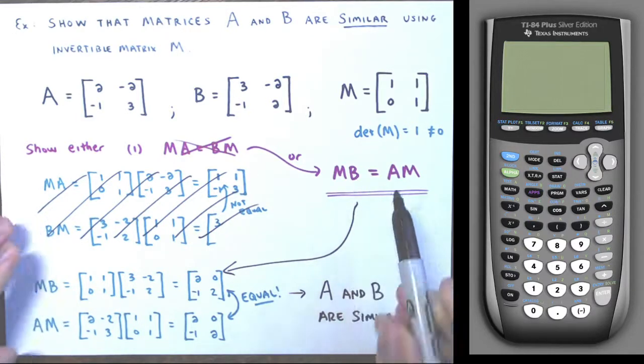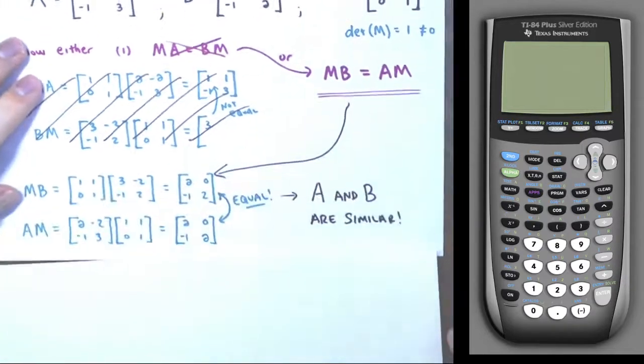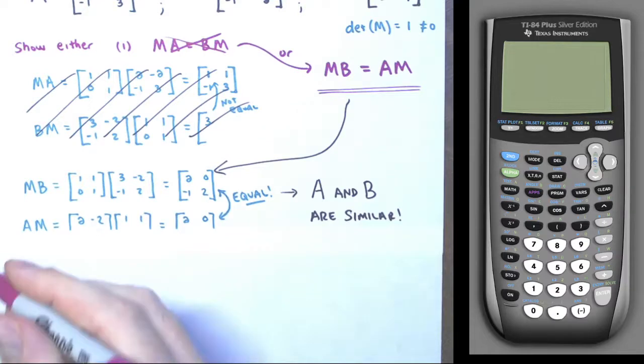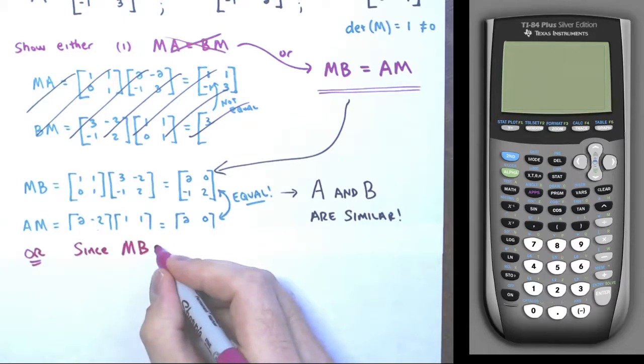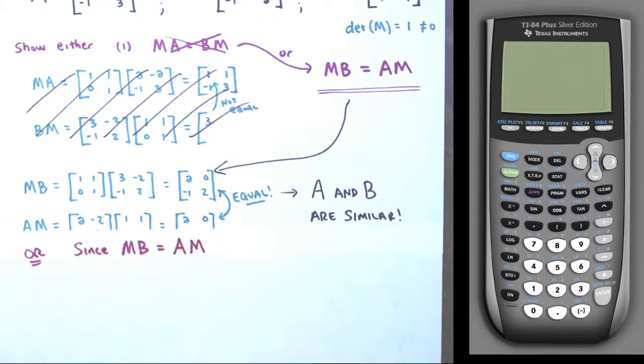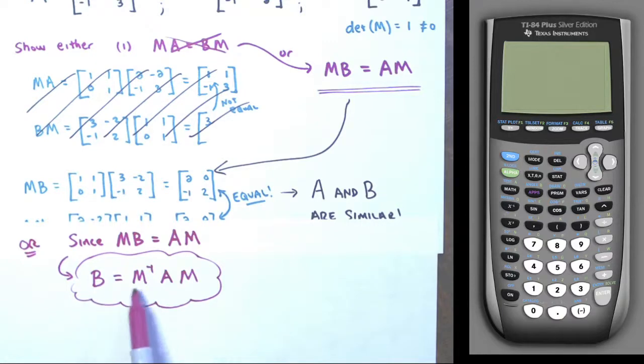All right, and since MB is equal to AM, another thing I could have shown was that B is equal to M inverse times A times M. Very often you'll see people just start off with this to try to show that two matrices, B and A, are similar.